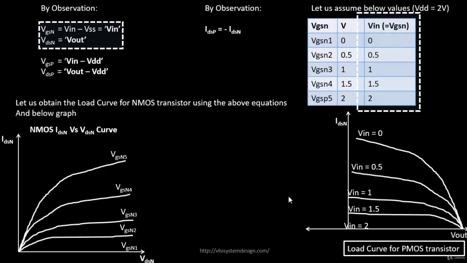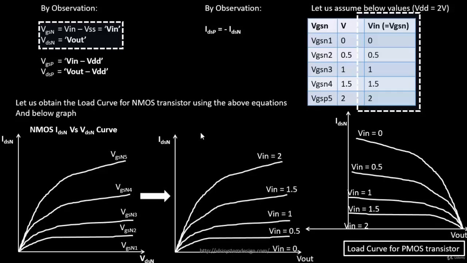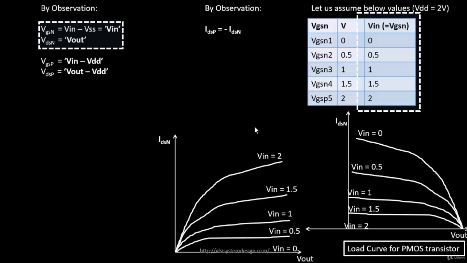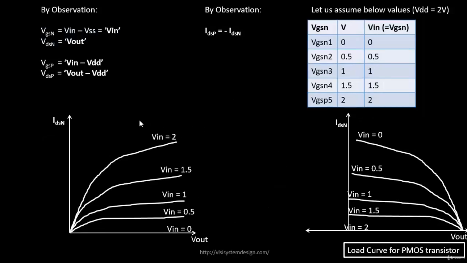If you do it step by step, VGSN is equal to V in, so whatever values you see for VGSN will be exactly the values of V in, and VDSN will be exactly V out. It's just a matter of replacing the names here. You take this curve, you change the names, and this will be called the load curve for NMOS.